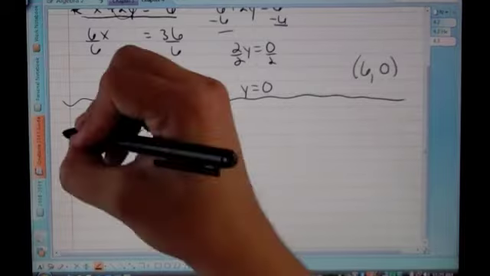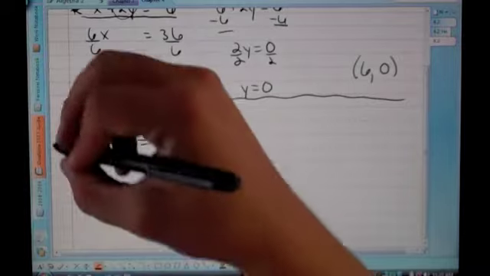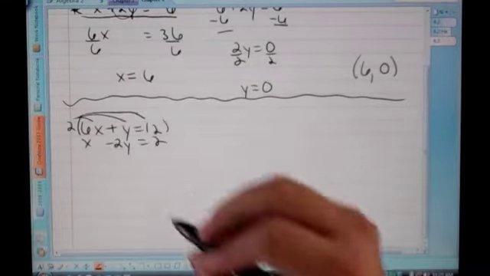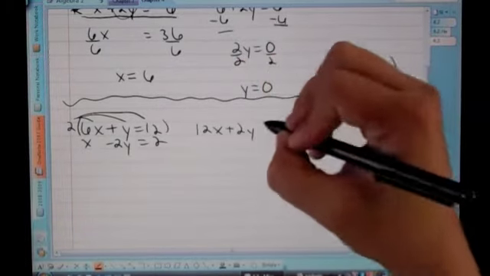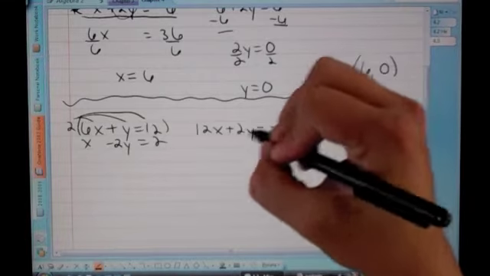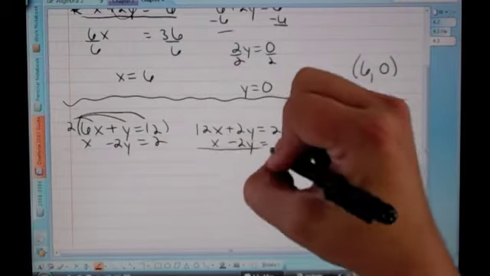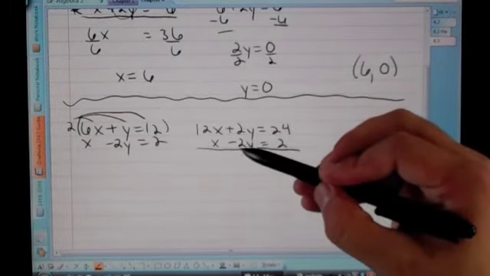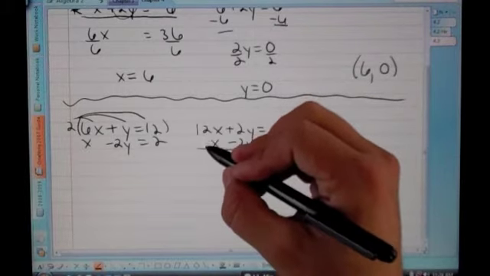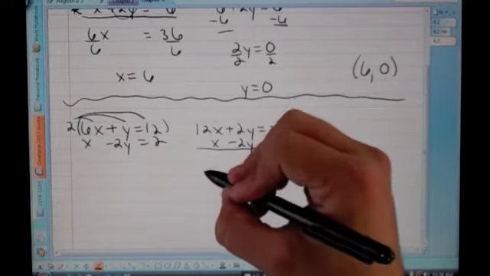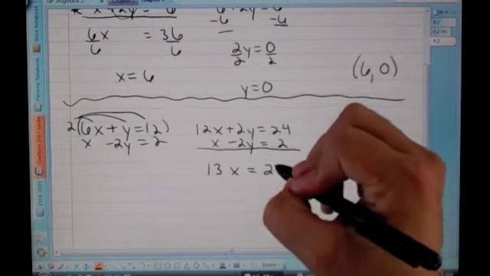So what we're going to do is take our top row and multiply the whole row by 2. We're going to distribute to each term. So that gives me 12x plus 2y is equal to 24. Just going to go ahead and rewrite the bottom row. So again, now we have a positive 2, now we have a negative 2. So those can get crossed out. We're just going to add down: 12 plus 1 is 13x equals 24 plus 2 is 26.